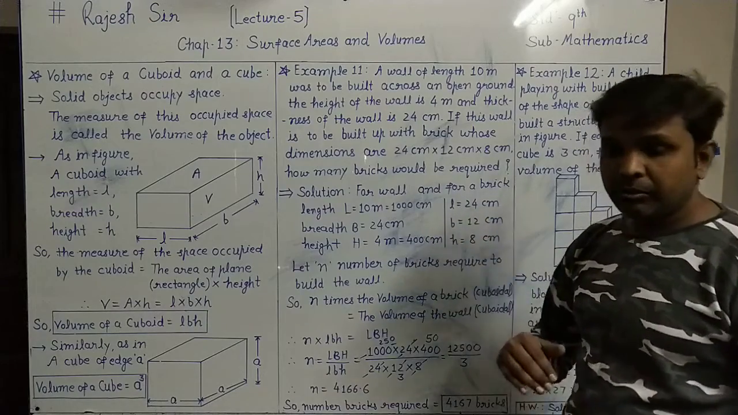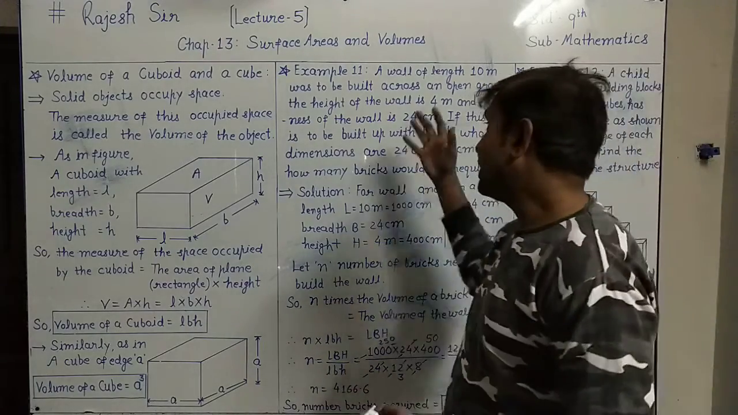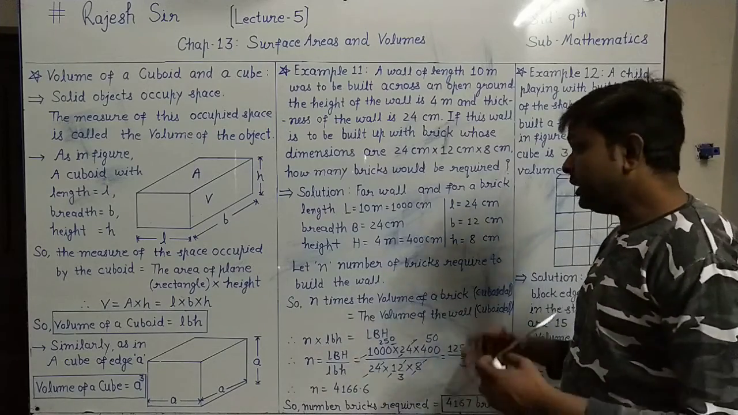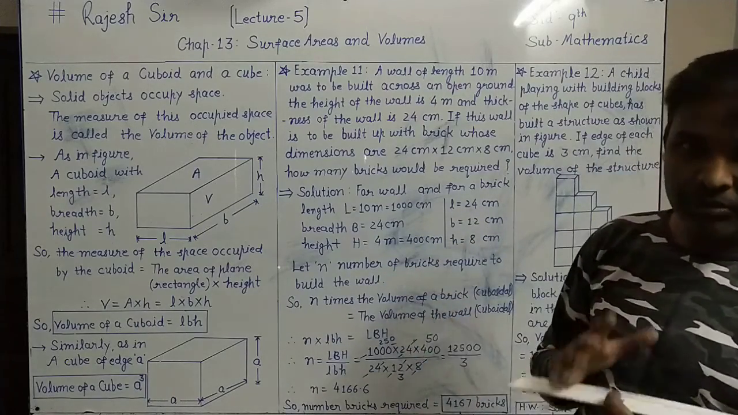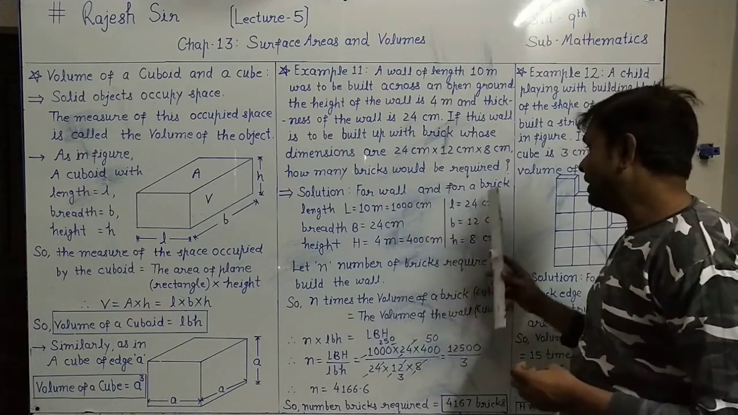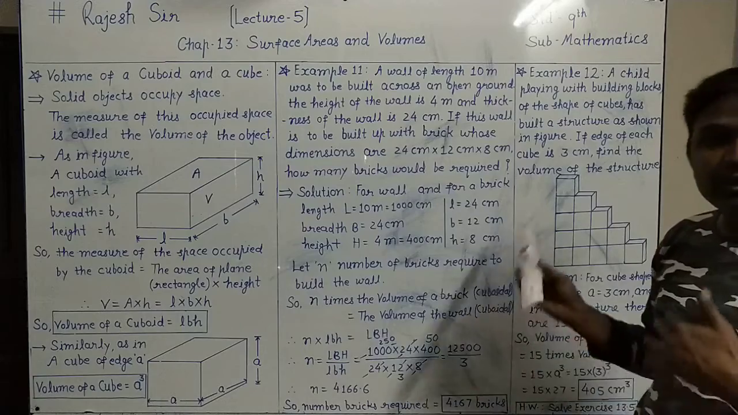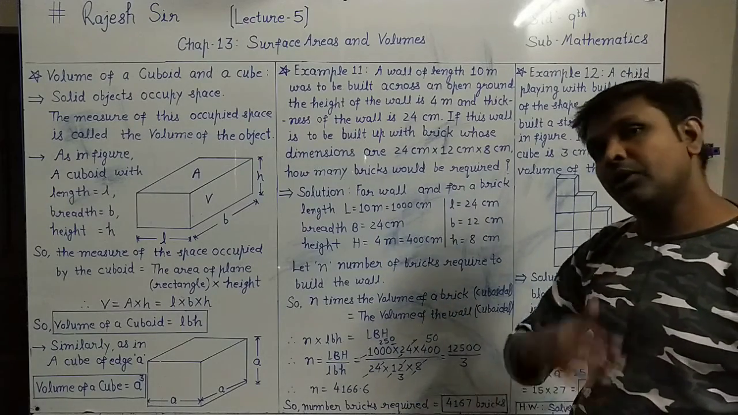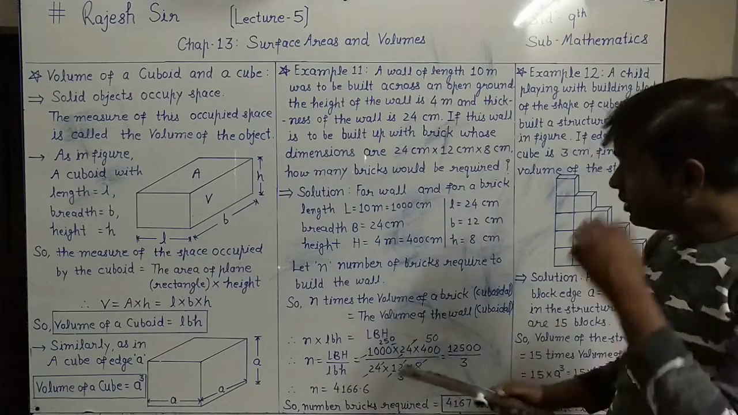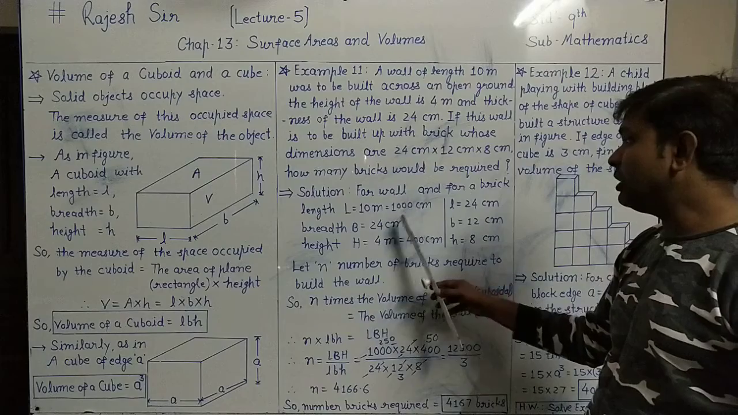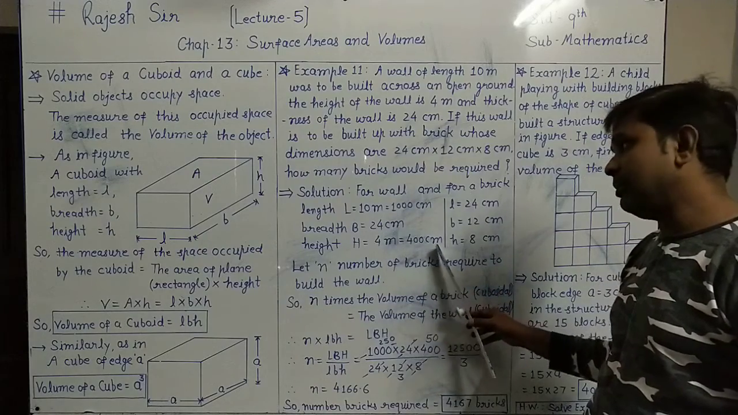You know that before solving any numerical or any practical problem or any problem in maths or science, each of the units must be in the same unit. Therefore we have converted all of this in centimeter. You may convert all of this in meter also. So in this particular question we have converted all in centimeter. Now, the wall's dimensions L, B, H are 1000 centimeter, 24 centimeter, 400 centimeter.